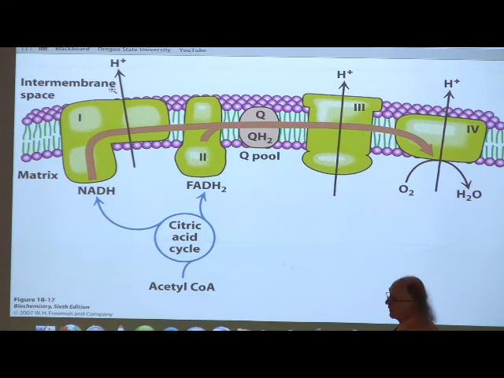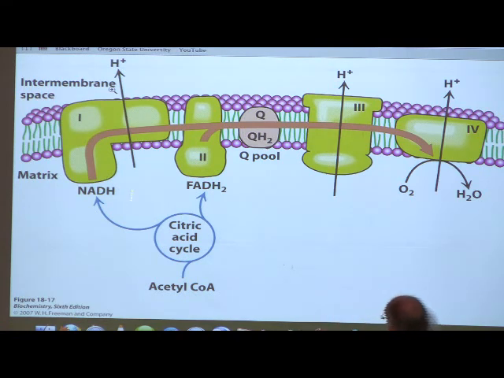All right, this is actually bypassing complex 2. It's sort of going around, but it's not going through complex 2. It's going to coenzyme Q, to complex 3, to cytochrome C, which is not shown on here, and then finally to complex 4. So cytochrome C is missing off of this figure, amazingly enough.